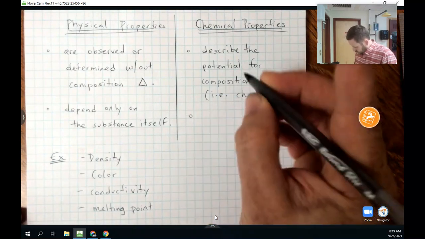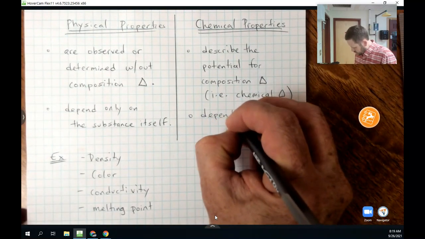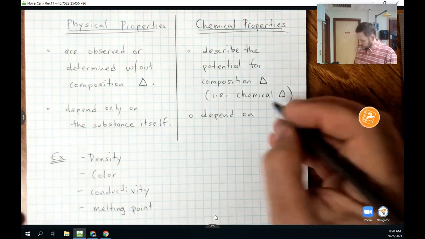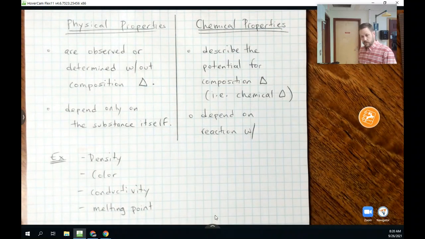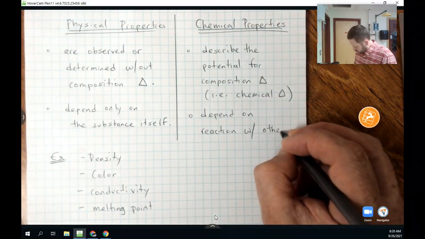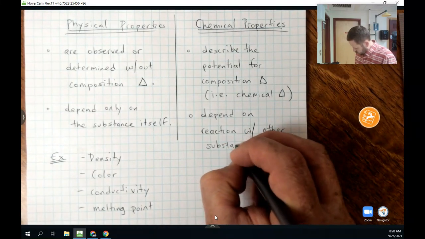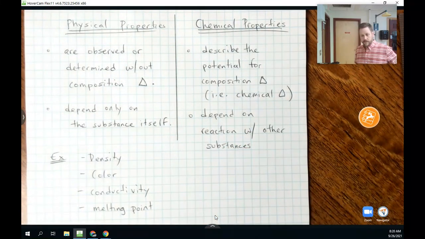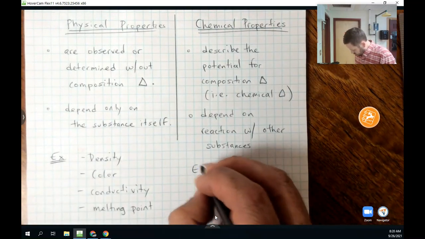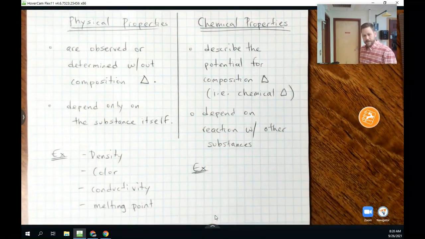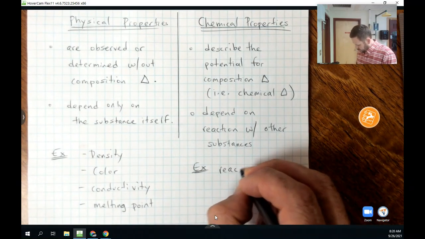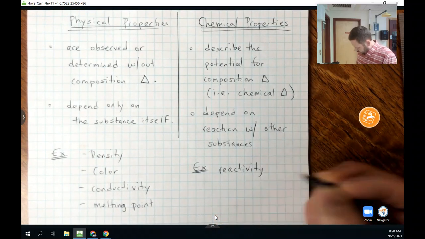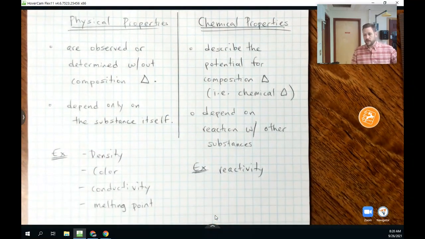For that reason, chemical properties depend on reaction with other substances. And this is an abbreviation for with, a W with a slash. Sometimes taking notes, it's very helpful to have a couple of bits of shorthand that you can use. And examples would be things like reactivity of all sorts of different types of reactivity. I could list reactivity with acid, reactivity with water, reactivity with oxygen.